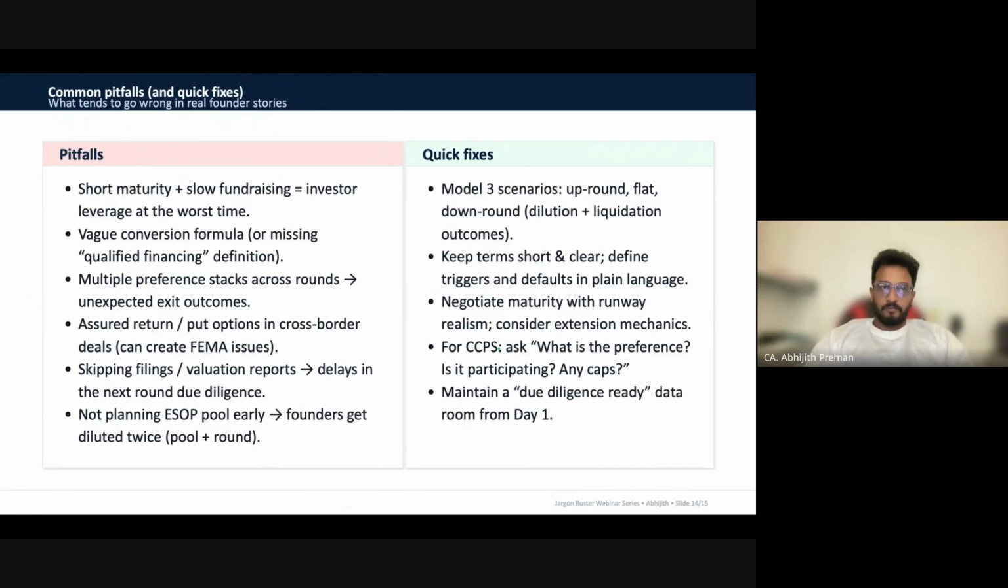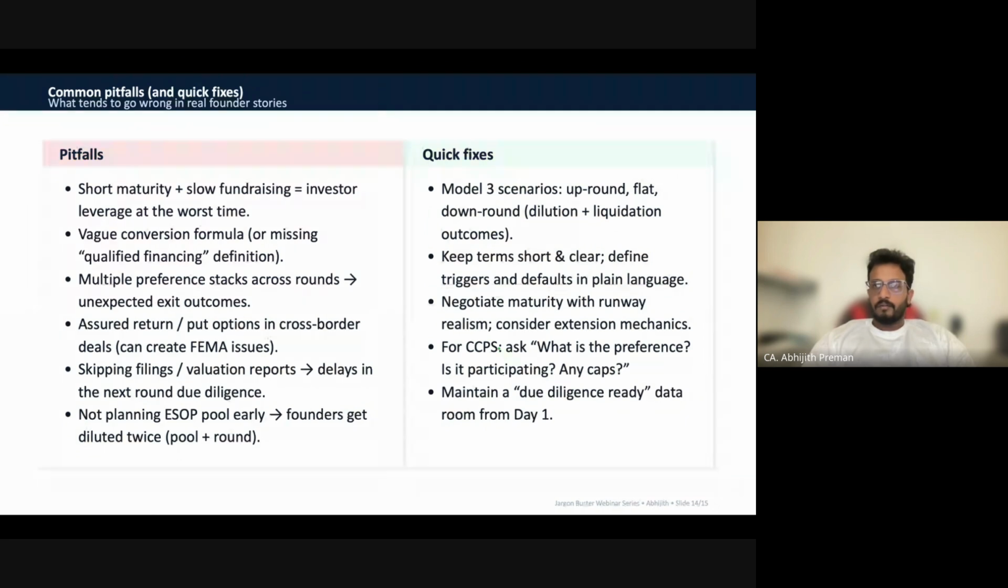So you have to plan for your funding. Then, vague conversion formula or missing qualified financing definition. So again, you have to mention the terms properly. You have to understand what is the term of conversion. Don't just give vague formulas. Consult a lawyer, consult a company secretary, or consult a chartered accountant, whoever is necessary.